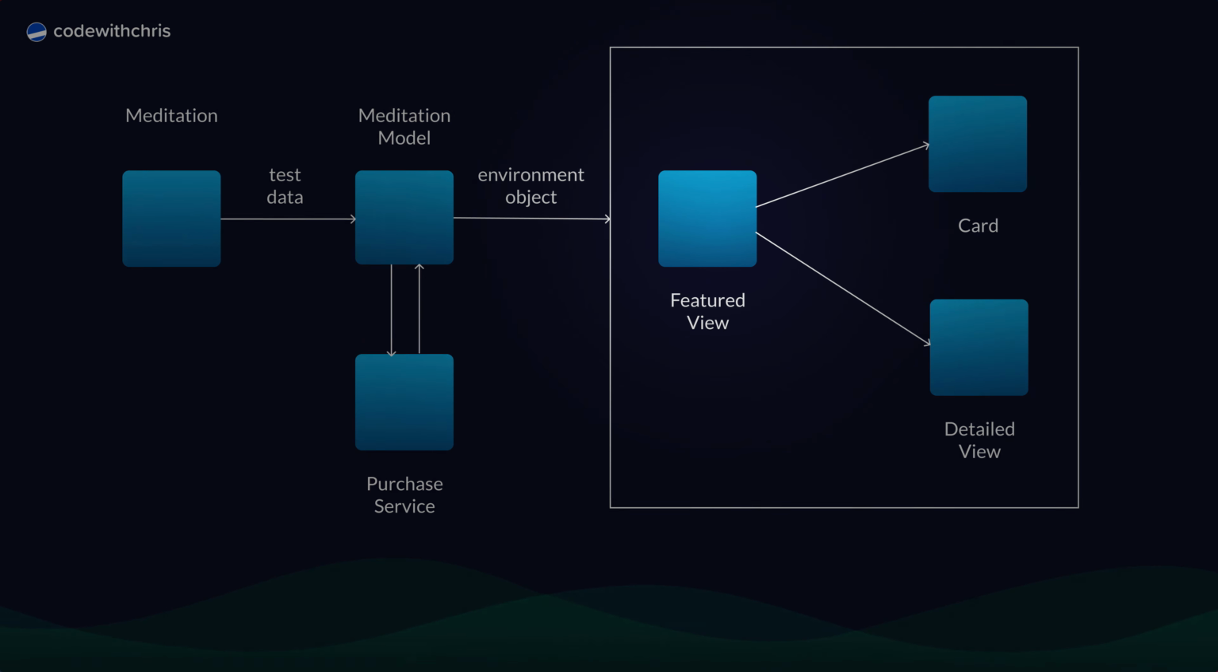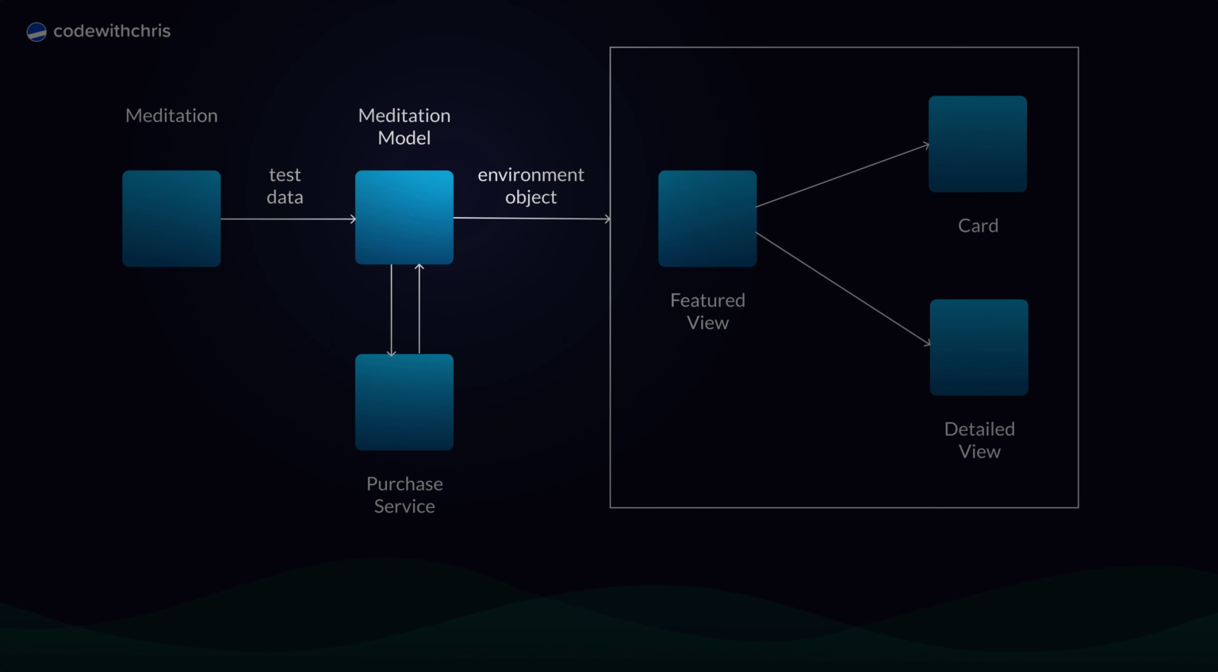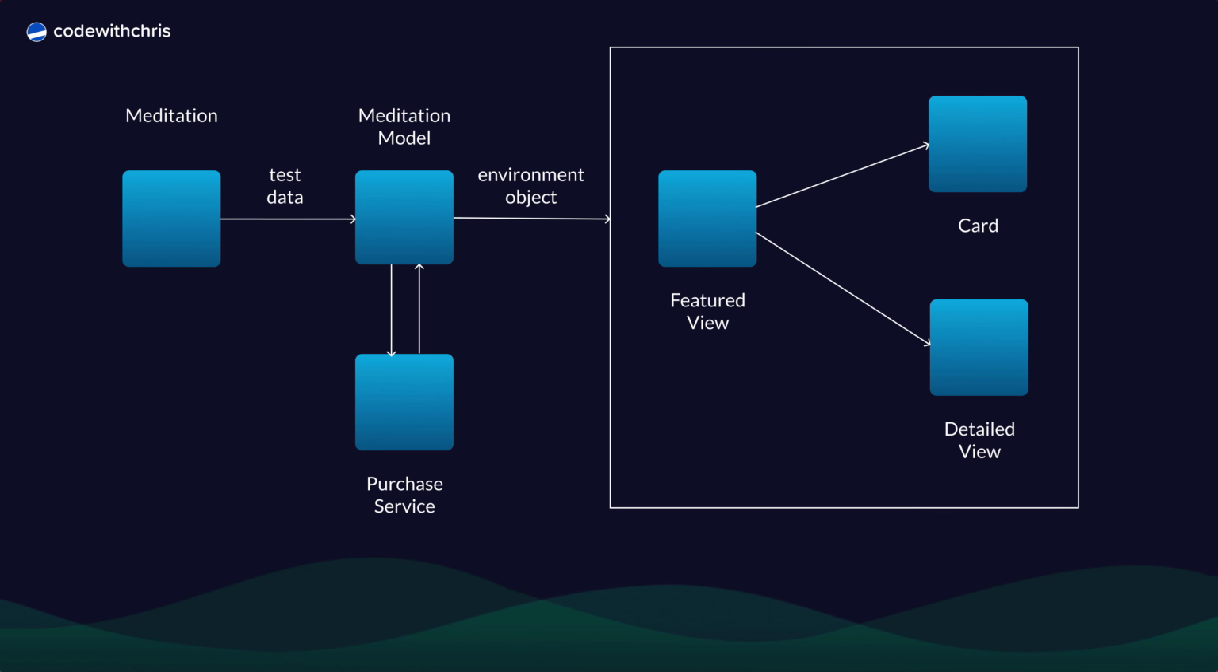So next up, we have the featured view and the meditation model. The featured view is basically the home screen where you saw all of those colorful cards representing the meditations. It's a scroll view, actually. That view is powered by the meditation model, which is essentially the view model of our app. This meditation model gets the test data, which is an array of 4 meditations. And then this meditation model is set as the environment object for the featured view.